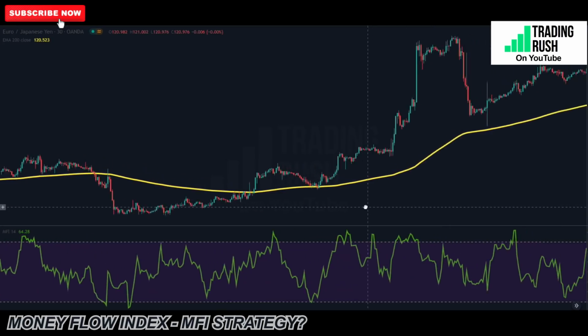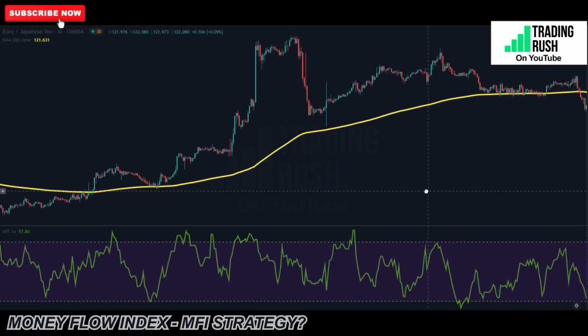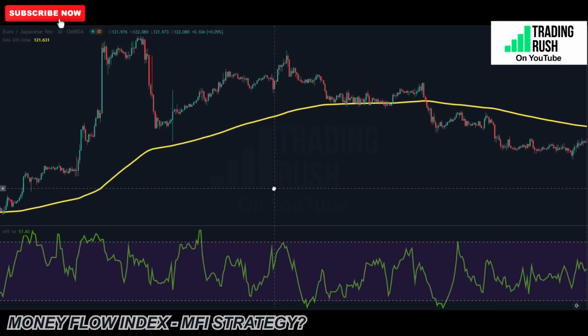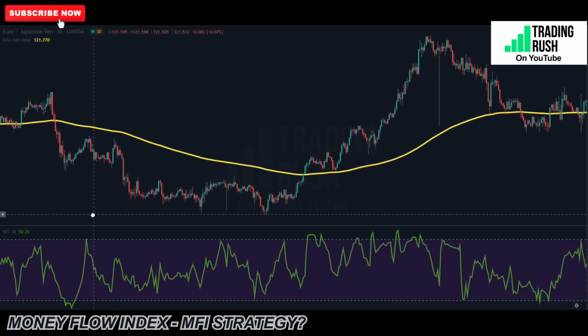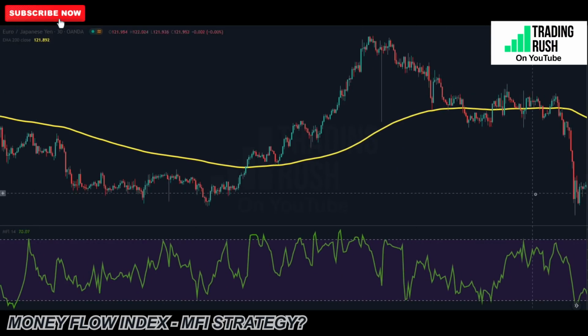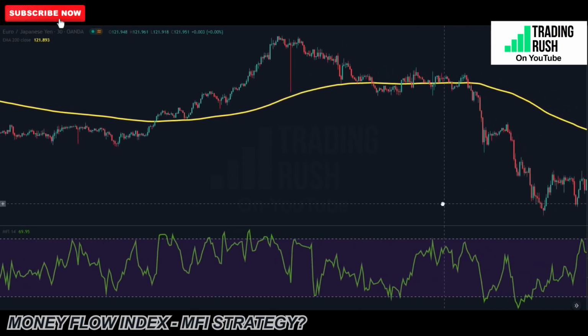Some traders will use other indicators that give entry signals with the Money Flow Index. Entry signal generators are indicators such as the MACD and the Ichimoku cloud. Since Money Flow Index also takes the volume into consideration, some traders use this indicator as an entry signal generator.